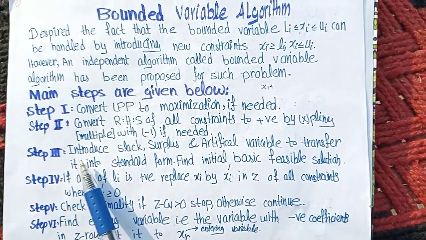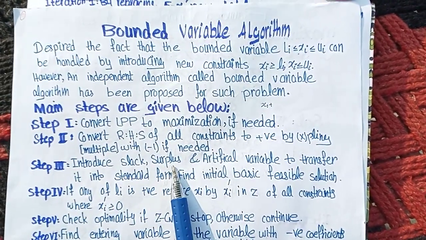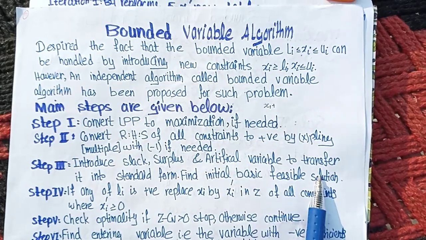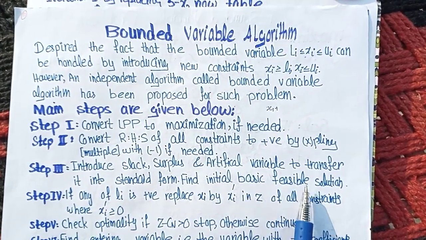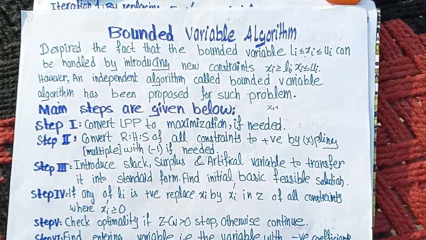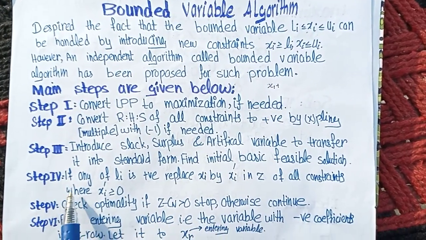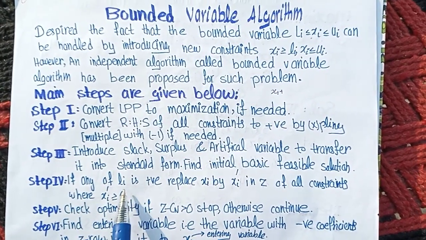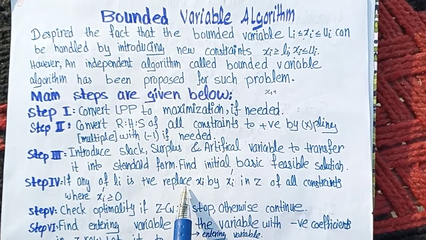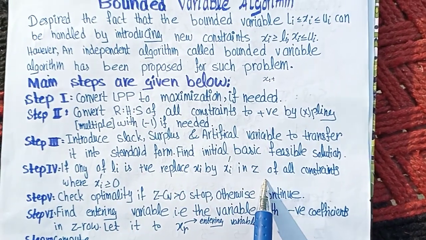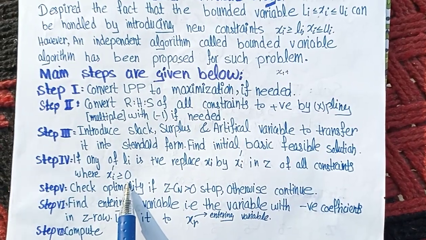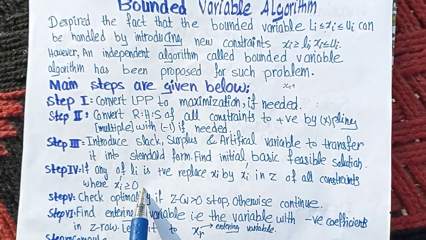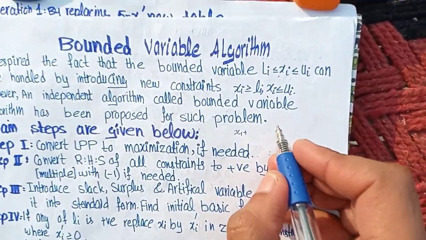Step number 3. Introduce slack, surplus and artificial variables to transform it into the standard form. Find the initial basic feasible solution. Step number 4. If any lower bound Li is positive, replace xi by xi dash in all of the constraints where xi dash is greater than or equal to 0. Let us explain these steps with examples.